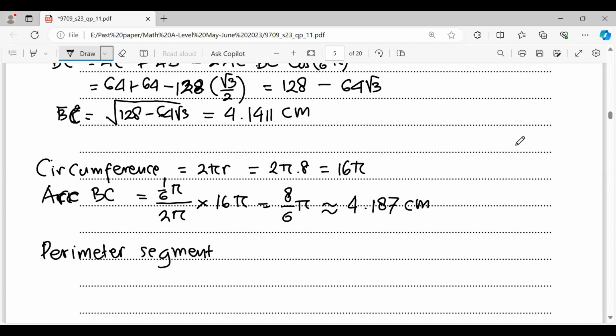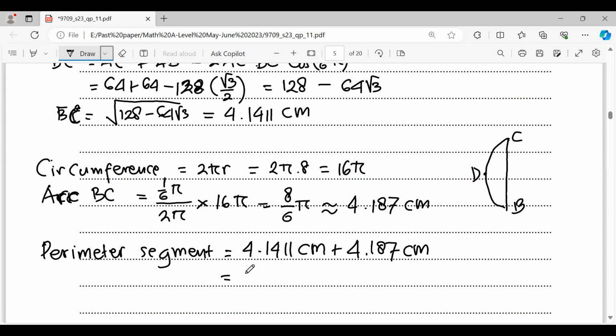As you know, this is the arc, 4.187, and this is the straight line BC, with D here. At BC, this one is 4.1411. So it means the perimeter equals 4.1411 centimeters plus 4.187 centimeters. It is 8.328 centimeters.